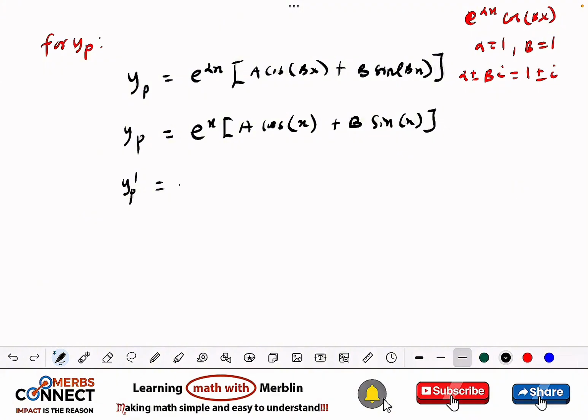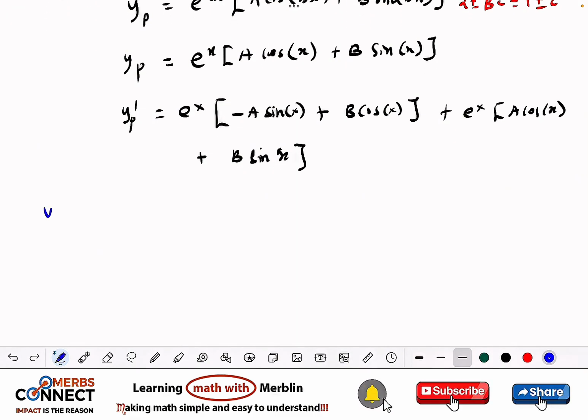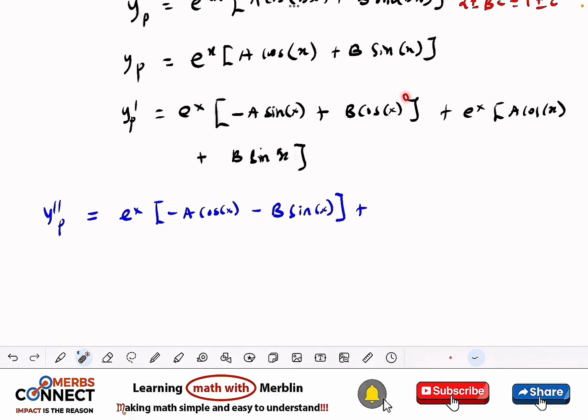yp prime is going to be, I maintain e to the x and I differentiate what is inside the bracket, so minus a sine x plus b cos x. Then plus, now I maintain this and differentiate e to the x, which gives e to the x times a cos x plus b sine x. Then I need y prime prime. The same thing again, product rule here. I maintain e to the x, then differentiate what is inside the bracket, which is minus a sine x plus b cos x. Then I maintain what is inside the bracket and differentiate e to the x, giving the same thing again.